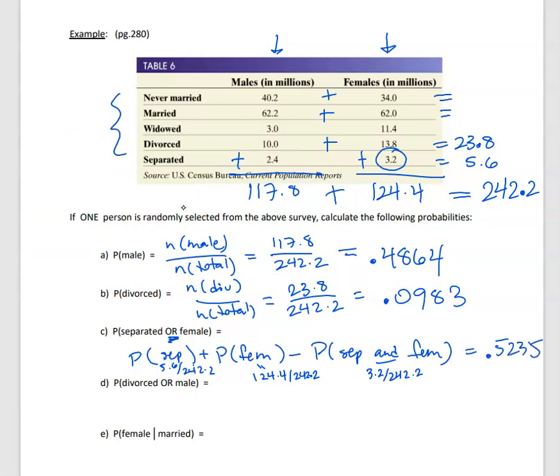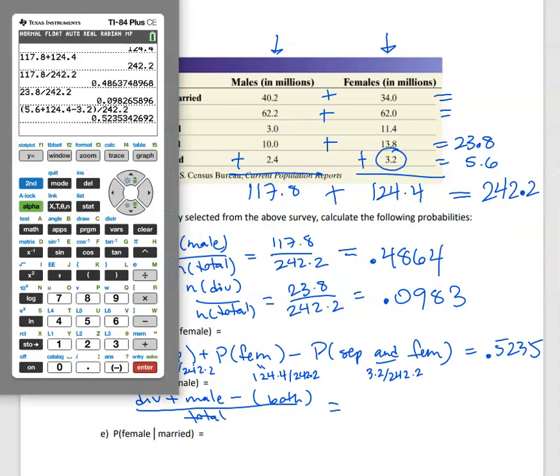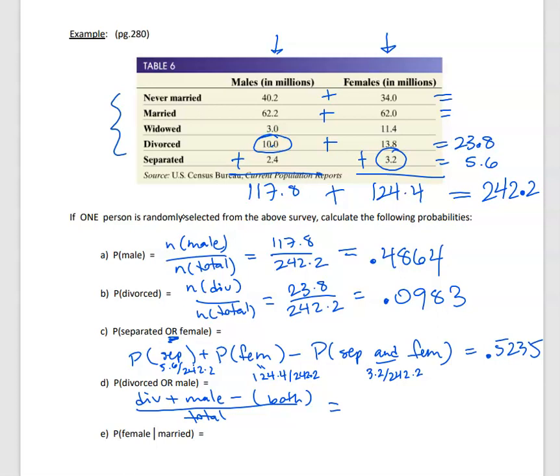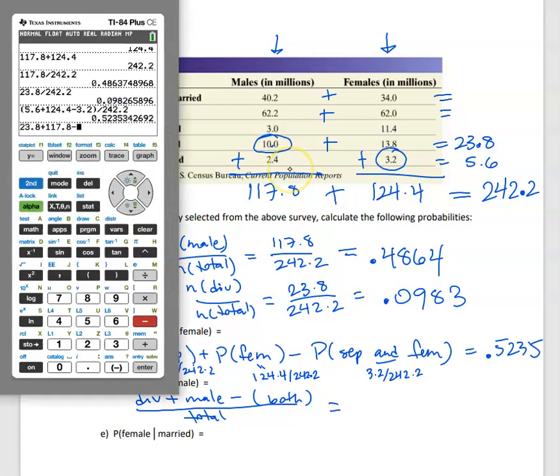And then divorced or male, it's going to be the same kind of deal. We need the divorced plus the males minus the people that are both, and then out of the total. We can do a simple calculation like this one. So the divorced people, there are 23.8 million in total who are divorced. The number of males is 117.8. We take away the people who are both, which was this one. 10 million are both male and divorced, so we take away 10.